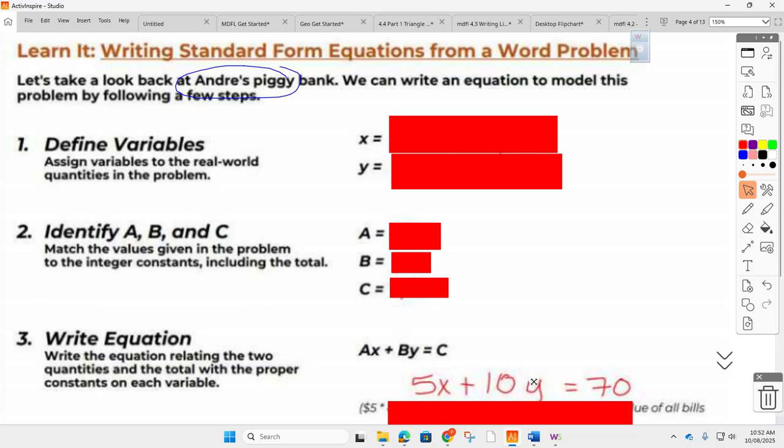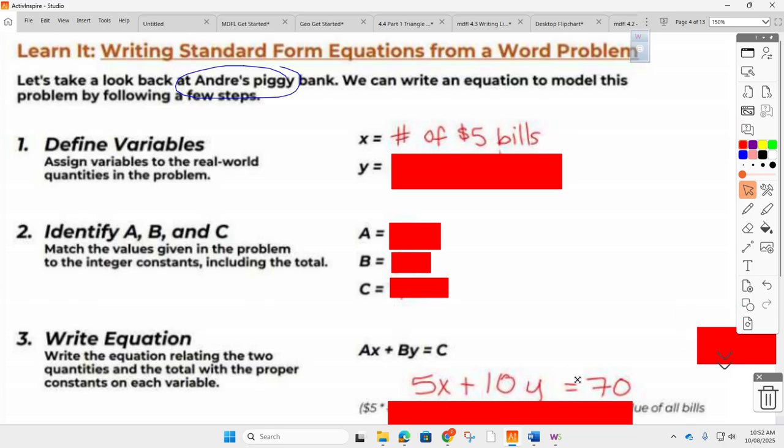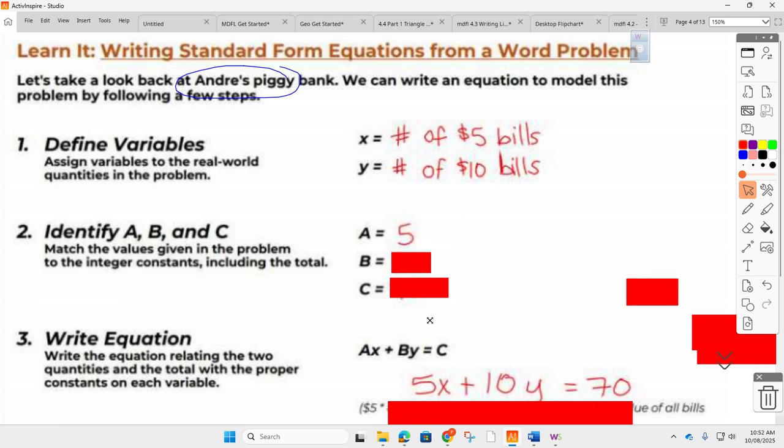Okay. So if 5 represents the amount of money that each $5 bill is, and 10 is the value of each $10 bill, what do you think x represents? Yes, the number of $5 bills. And then y would represent the number of $10 bills. So then A, and B, and C. What's A? Yep. What's B? And what's C?